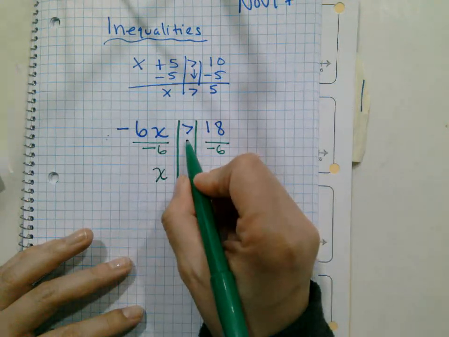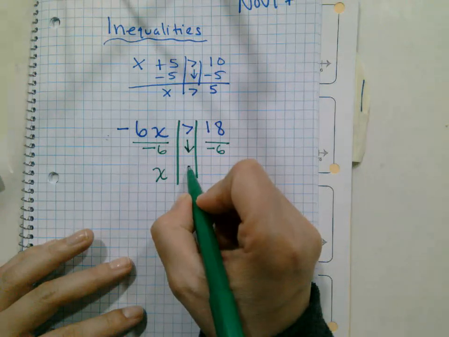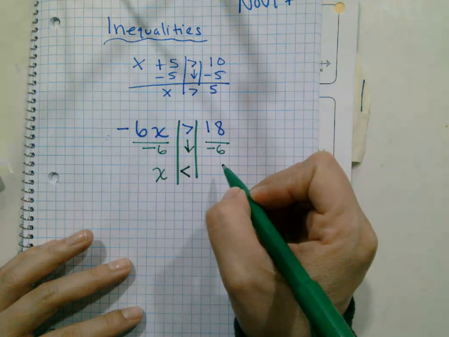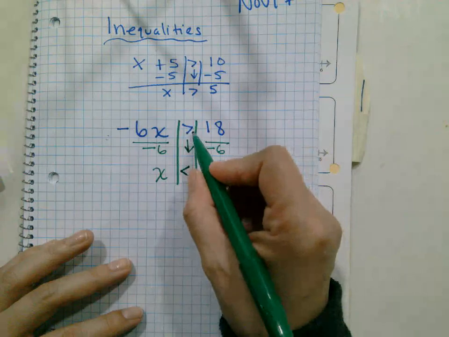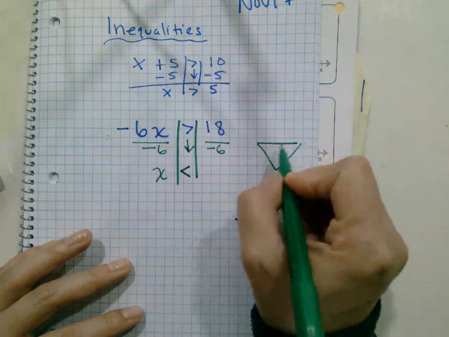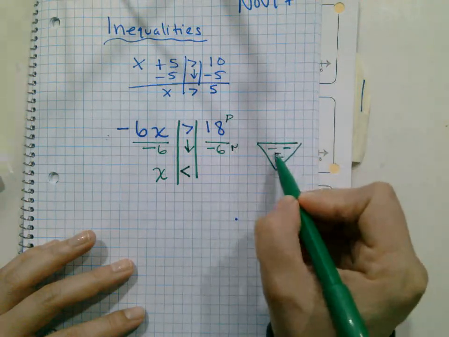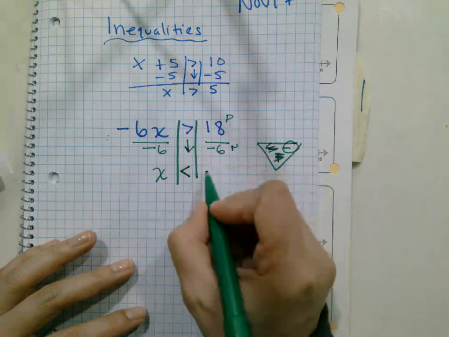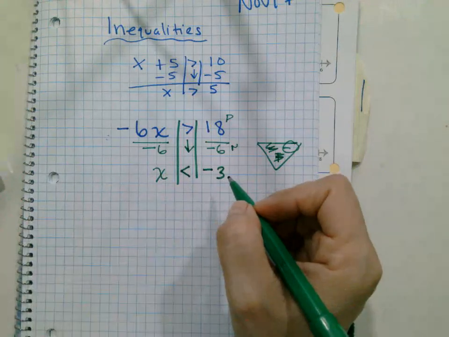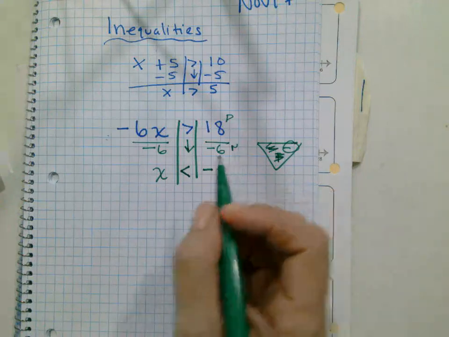Now this inequality, guess what? You don't bring it down. You have to switch it. Flip it around. I didn't make a mistake. You flip it. You switch it. And this, according to the triangle Dorito Man, a positive divided by a negative is equal to a negative, negative 3. Now why did I flip it? I did not make a mistake. This is a brand new rule.